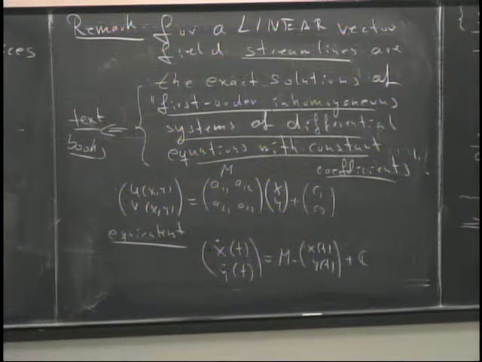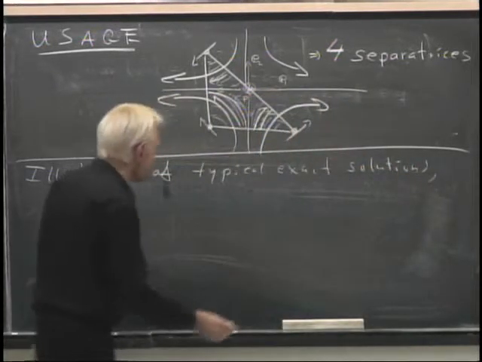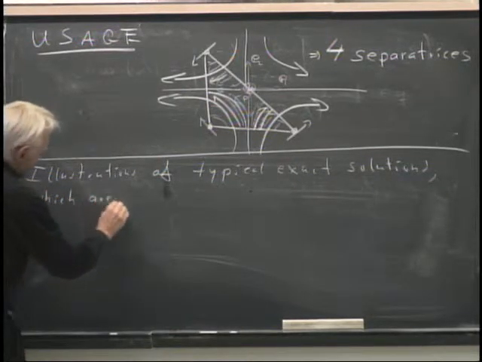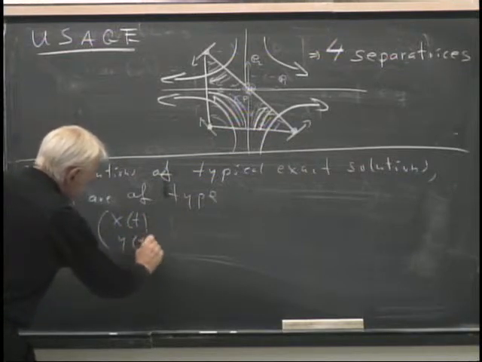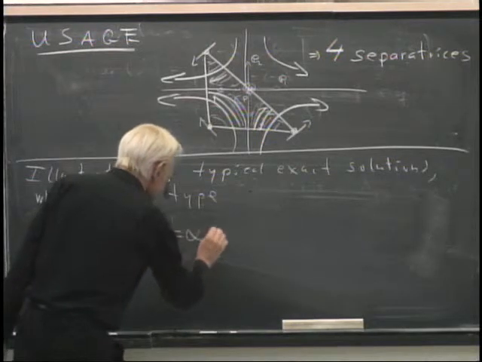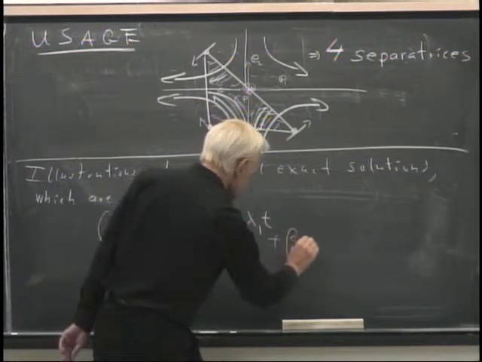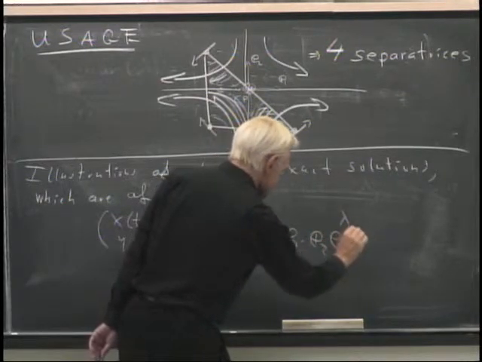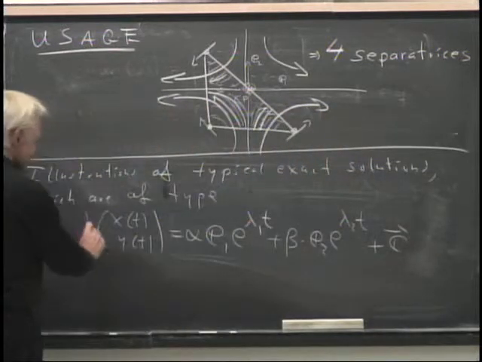For this, you can solve it exactly, and the depictions, illustrations of the exact solutions of typical exact solutions, which are of a certain type, now they are parametric curves, x of t, y of t equals, and usually they look like some constant alpha times eigenvector 1 times the exponential e to the first eigenvalue lambda times t, plus some constant beta times eigenvector 2 times exponential of the second eigenvalue lambda times t, plus some vector constant. This is a general solution of that thing.